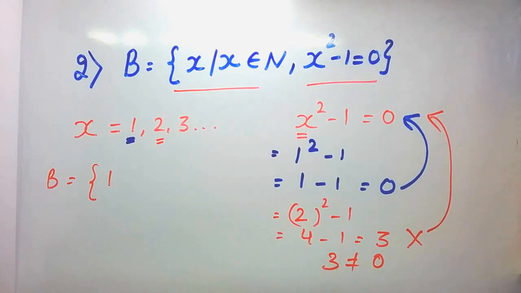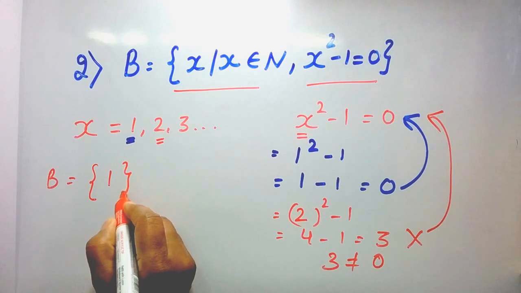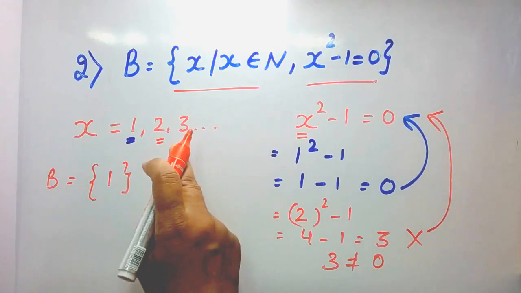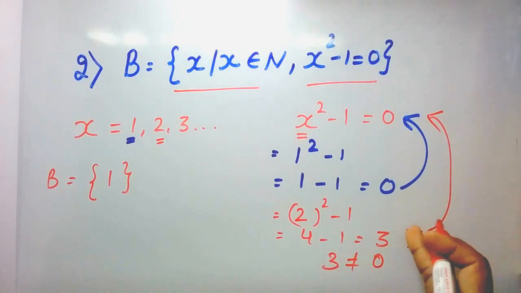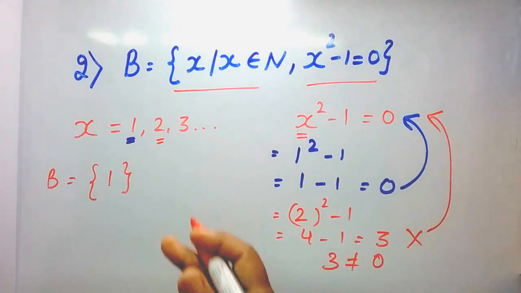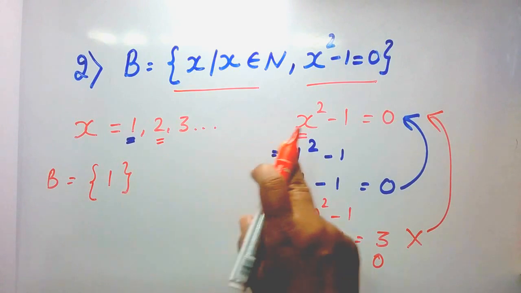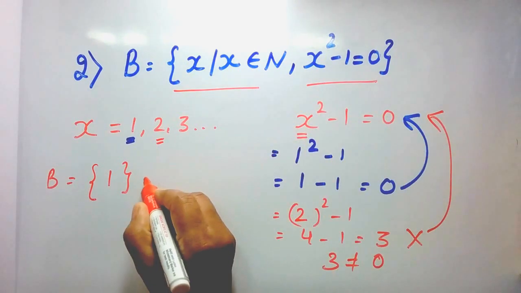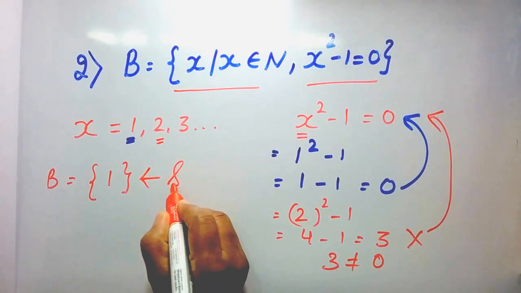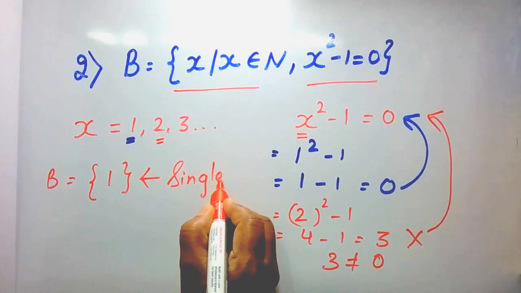Altogether, we cannot take the second element. Even 3 will be the same way. Finally, it is understood that as we go 4, 5, 6, 7, 8, you'll find the answers will be greater than 0. So only 1 is the number which we put here. 1 square minus 1 becomes 0. So this set is again said to be a singleton set.